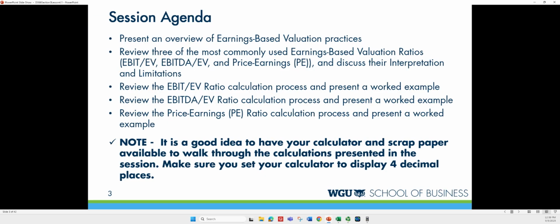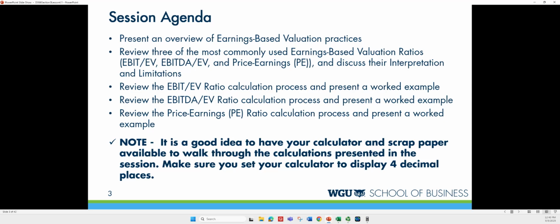In this session, we're going to present an overview of earnings-based valuation practices. We will review three of the most commonly used earnings-based valuation ratios: EBIT divided by EV, EBITDA divided by EV, and the price-earnings ratio, and discuss their interpretation and limitations. We'll then review the EBIT divided by EV ratio calculation process and present a worked example. We will do the same with the EBITDA divided by EV ratio and present a worked example. And then we're going to review the price earnings ratio calculation process and also present a worked example for you.